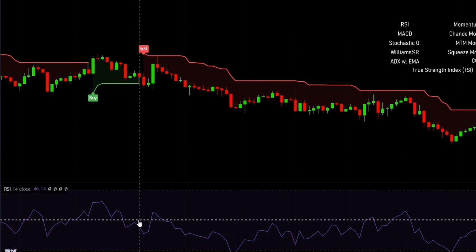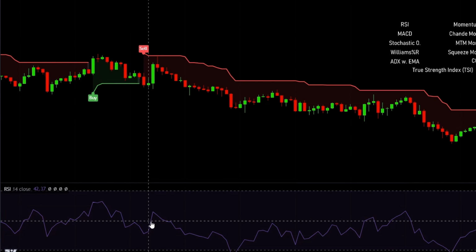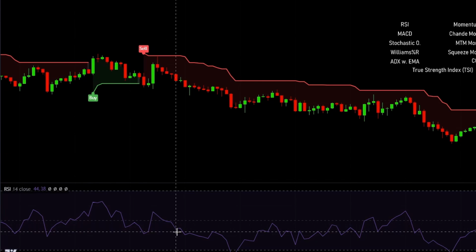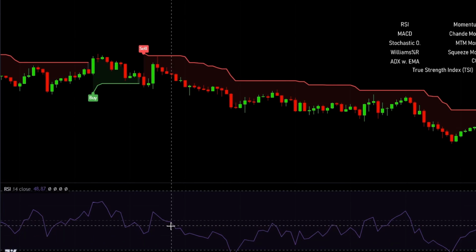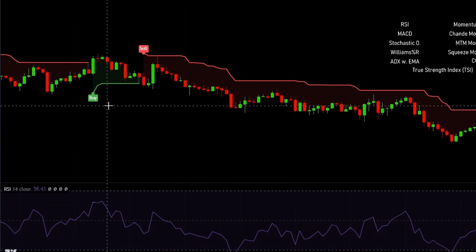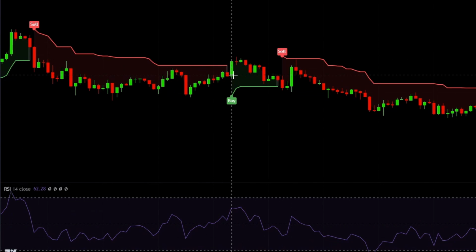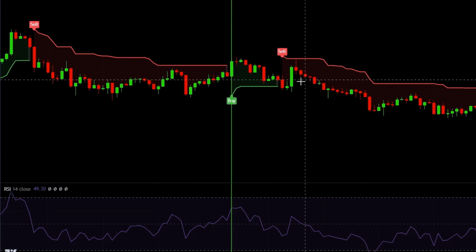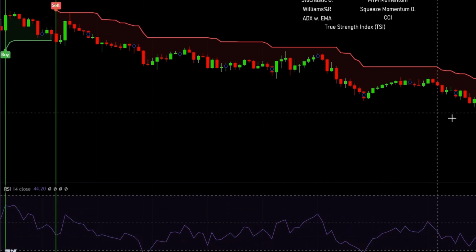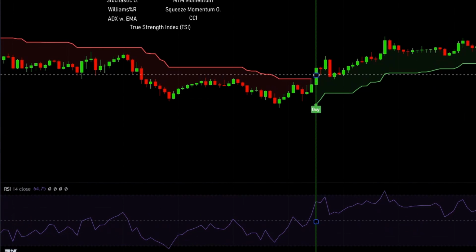The rule is simple. For the first part of this momentum indicator backtest video, I wanted to keep it as simple as possible. Therefore, long entries are only allowed if the RSI line is above the 50 level, and short entries are only allowed if the RSI line is below the 50 level. For example, this would have been a valid long entry, this would have been a valid short entry, and this is another valid long entry.